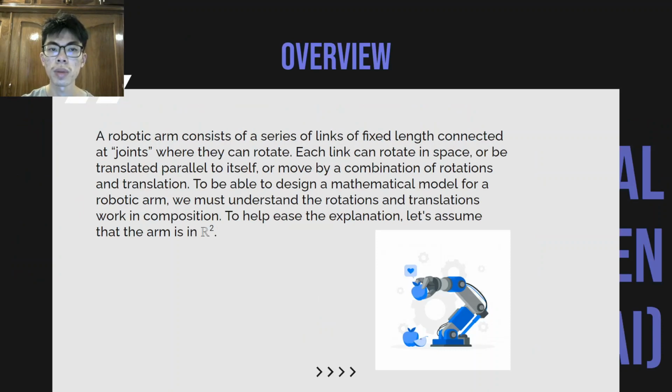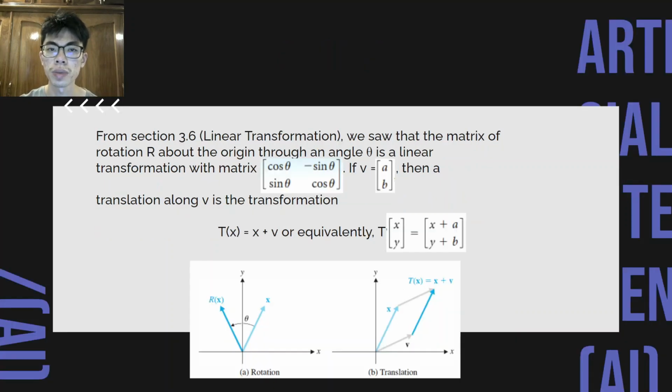Let's talk about a robotic arm. A robotic arm consists of a series of links of fixed length connected at joints where they can rotate. Each link can rotate in space, or be translated parallel to itself, or moved by a combination of rotations and translations. To be able to design a mathematical model for the robotic arm, we must understand how rotations and translations work in composition. To help ease the explanation, let's assume that the arm is in R2.